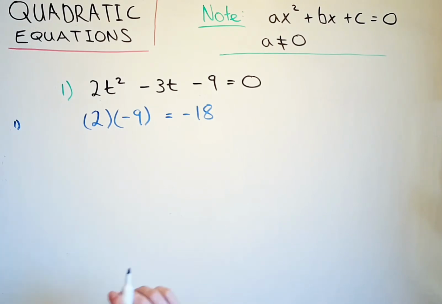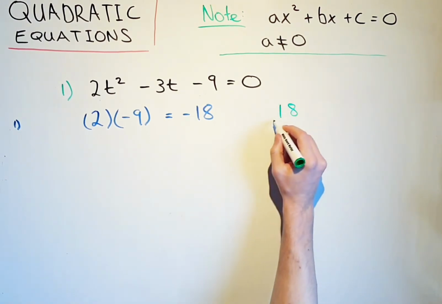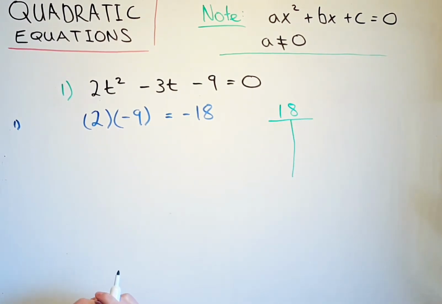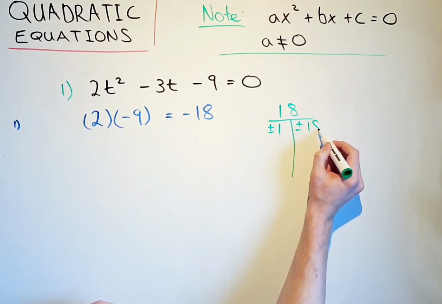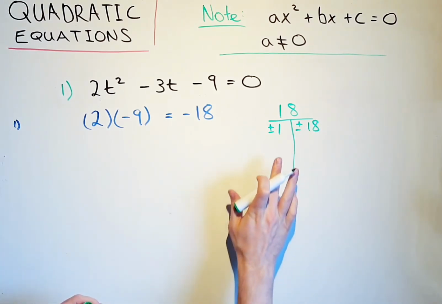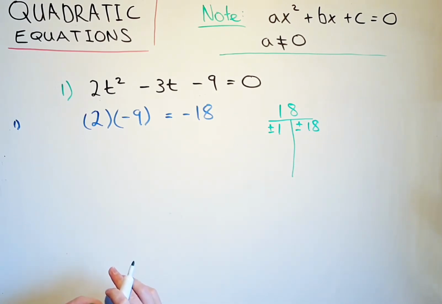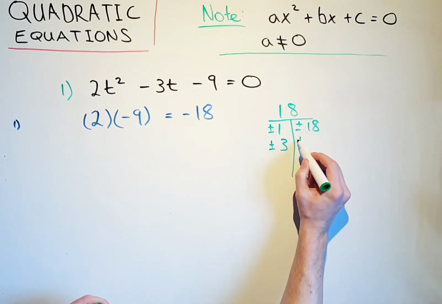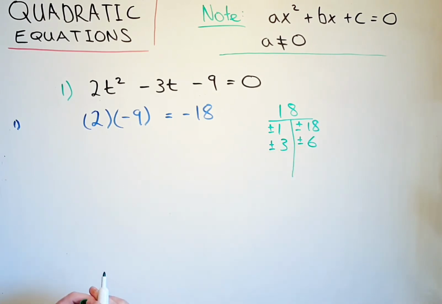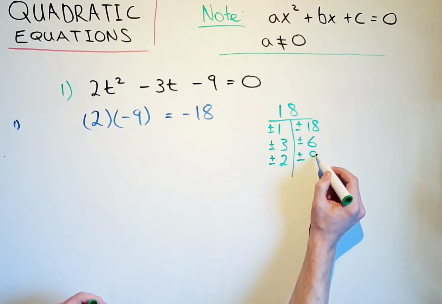All right, so what we'll do is over here we'll write down 18, and let's find the factors of 18. The first one is going to be plus or minus 1 and plus or minus 18. So essentially this could be a plus or minus 1, plus or minus 18. The 1 and the 18 are factors. And then the other one we could have is a 3 and a 6, as 3 by 6 is 18. And then another one that we could have is 2 and 9.